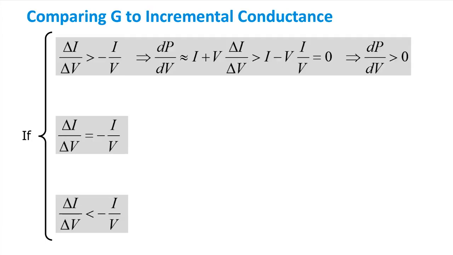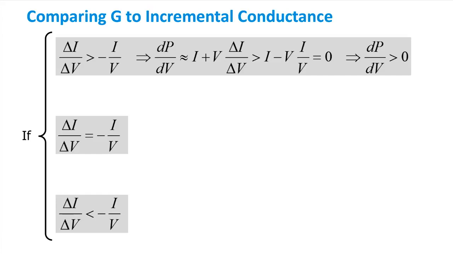Let's take a look at the first case. If the incremental conductance is greater than the instantaneous conductance, this means that dP/dV is greater than 0. We solve this by comparing the two equations I showed to you in the previous slide. We get there by starting with the fact that dP/dV is equal to I plus V times the incremental conductance. We know that the incremental conductance is greater than the negative instantaneous conductance. Therefore, we know that dP/dV is greater than 0.